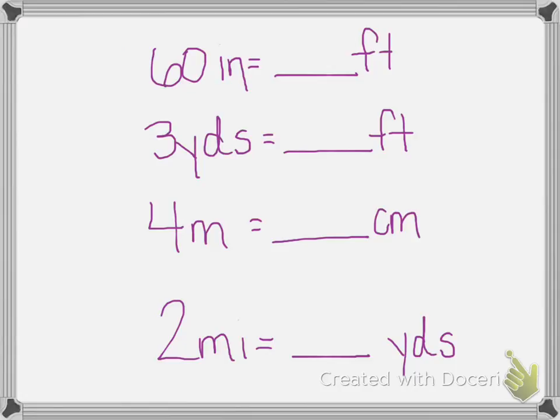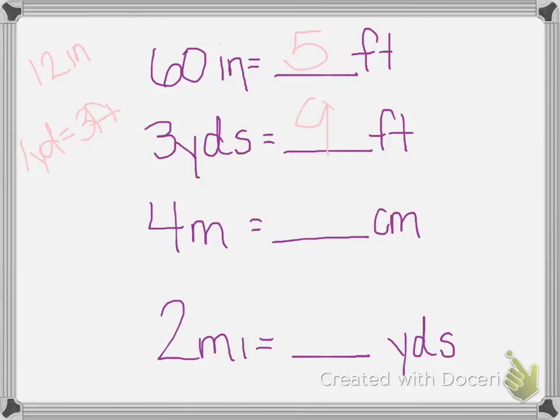Number 4 says complete. 60 inches equals how many feet? So I know in 1 foot there are 12 inches. So if I have 60 divided by 12, I have 5. So my answer is 5 feet. B says 3 yards equals how many feet? So 1 yard equals 3 feet. So if I have 3 yards, times 3 feet each, 3 yards equals 9 feet.